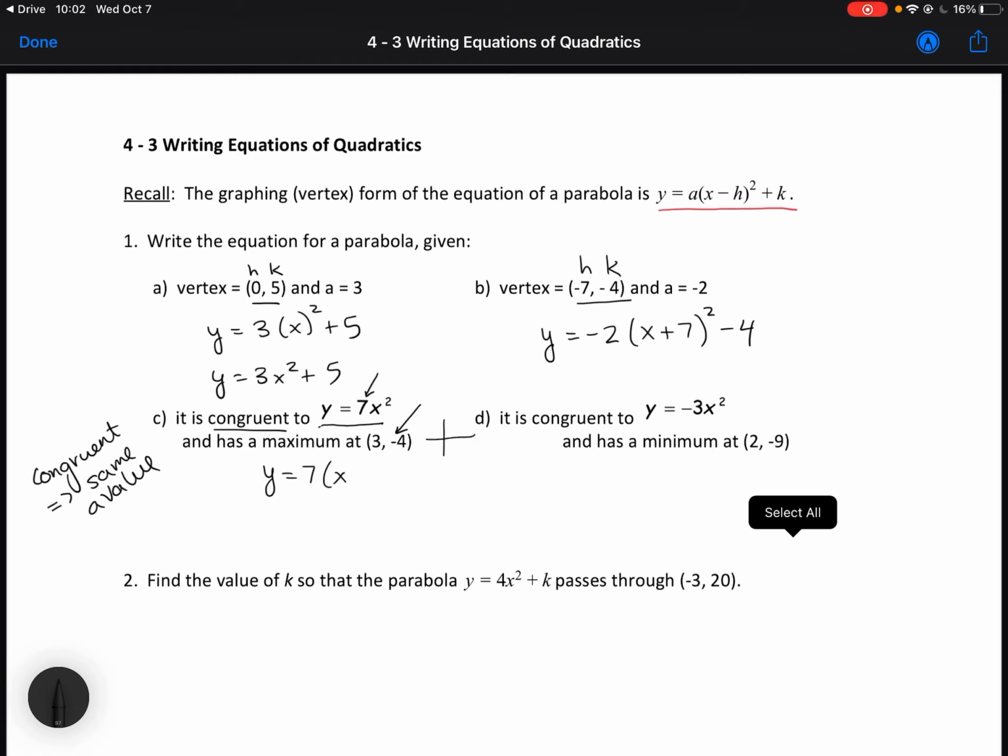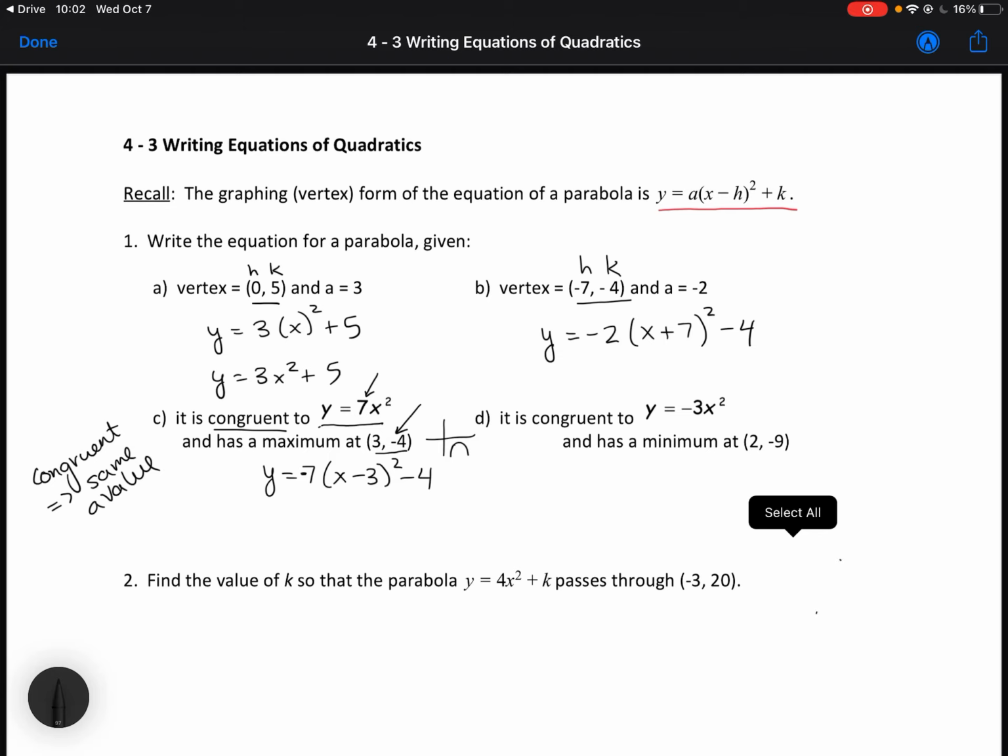It has a maximum at (3, minus 4). That tells me that my parabola has to open down, which means my 7 has to be negative. And then my maximum just tells me my vertex. So y equals minus 7 times (x minus 3) squared minus 4.